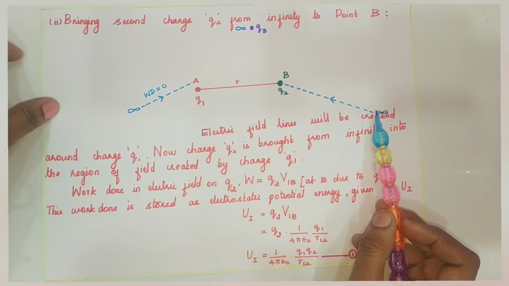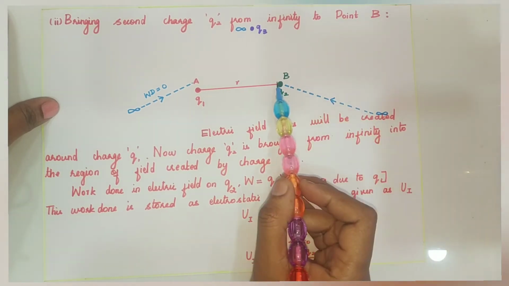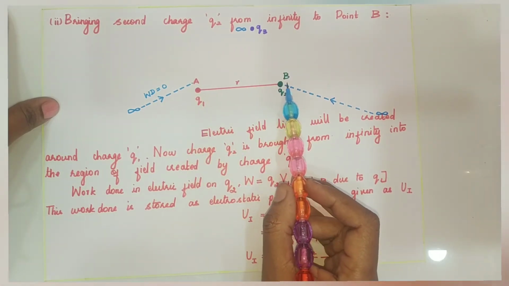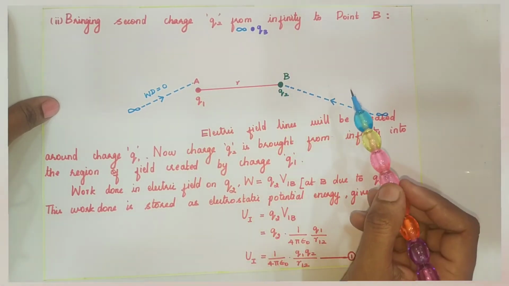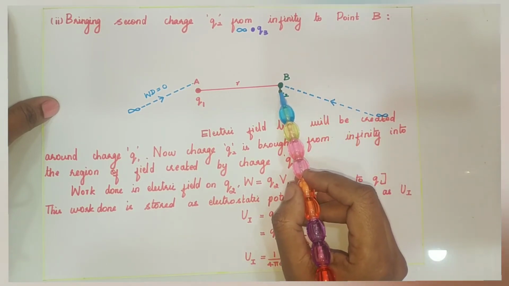Now, we are going to take the charge Q2 from infinity. On carrying the charge Q2 from infinity and placing it within the field created by the charge Q1, some work is to be done. So, what will be the work done to carry Q2 from infinity to this point?